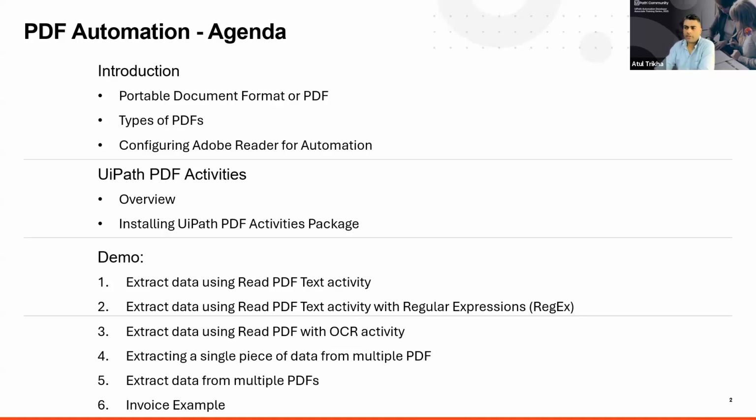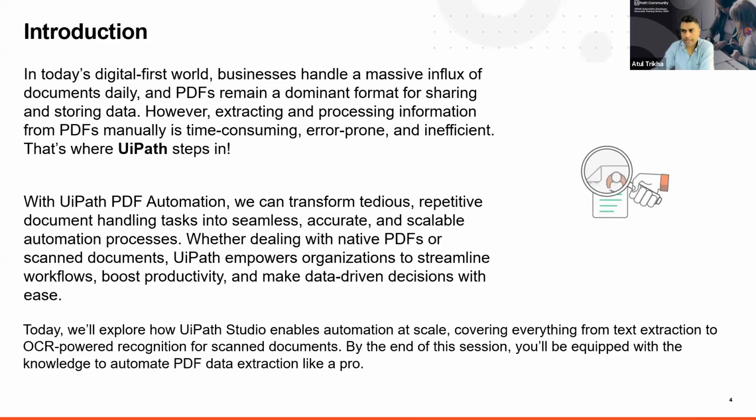The objective of this session is to understand what exactly the different types of PDFs are, how to extract data or text from PDF, how to install and configure the UiPath activity package, and what are the different techniques that we will be using. Mostly this session is going to be more of a demo. I will demonstrate using UiPath Studio how it is working, less like a presentation and more of a demo.